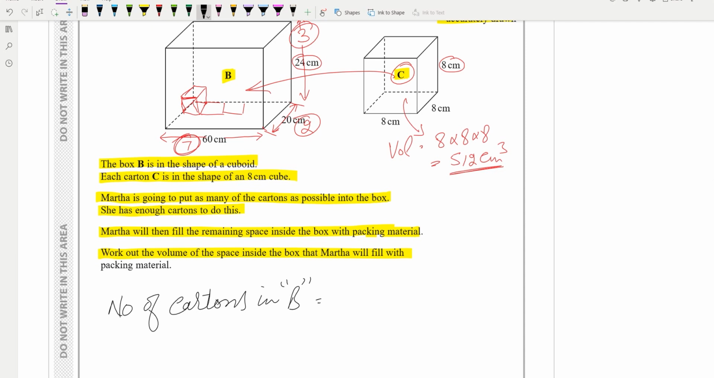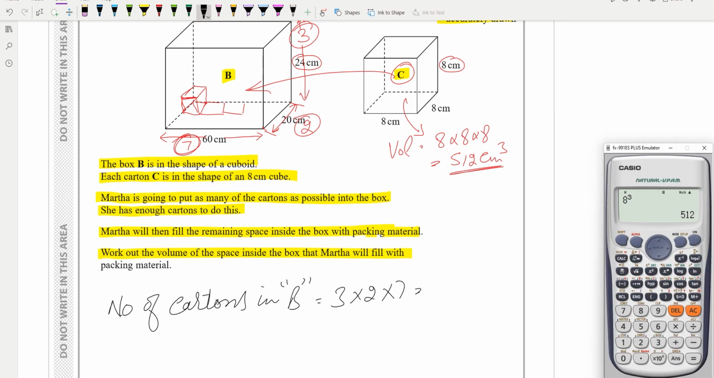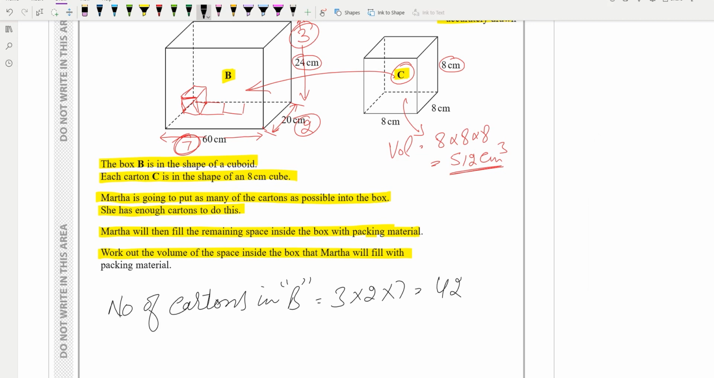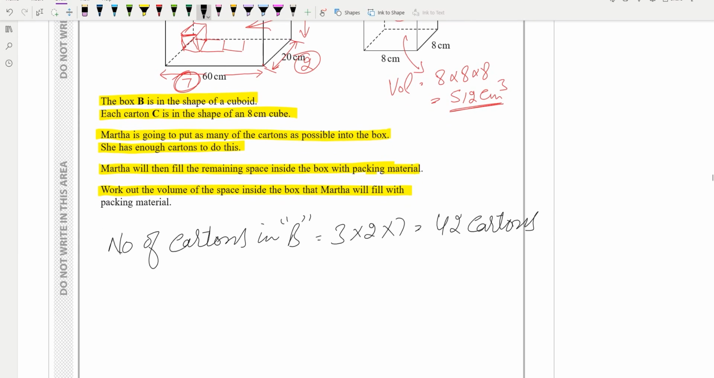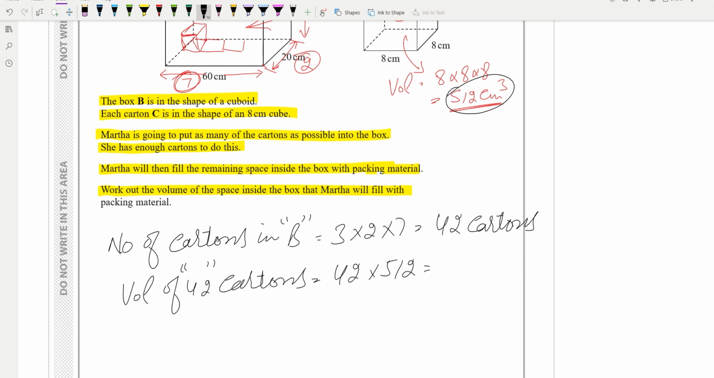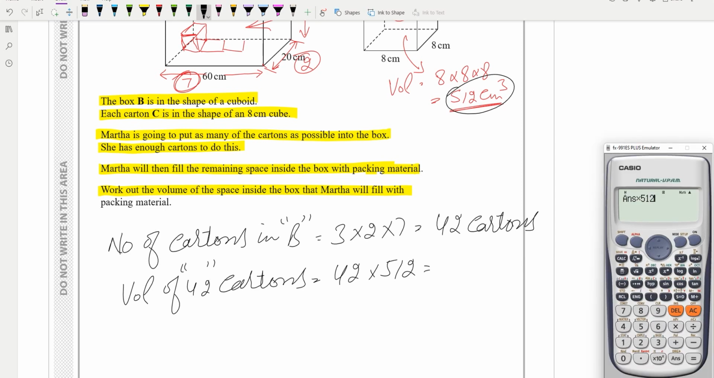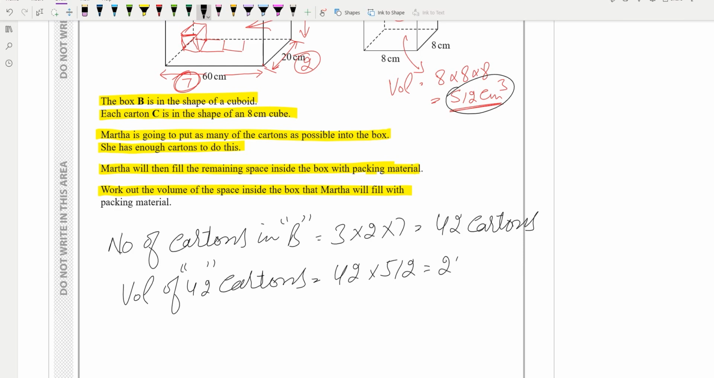In B, the number of cartons will be equal to 3 multiplied by 2 multiplied by 7, and these are the numbers fitting. So 3 into 2 into 7 is equal to 42, so 42 cartons will be there in B. Now the volume of 1 is this one, so the volume of 42 cartons will be equal to 42 multiplied by 512, which is equal to 21504, and this will be centimeter cube.